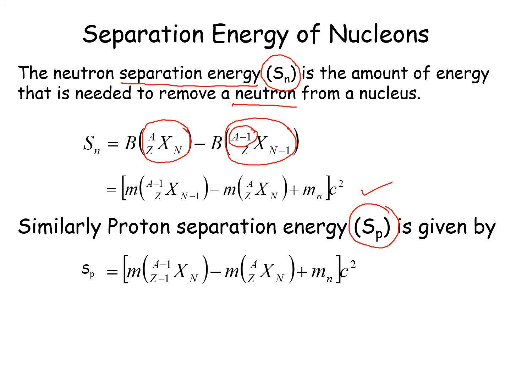And similarly, the proton separation energy is the amount of energy required to remove a proton from the nucleus. Fine, so this is the proton separation energy. Here the protons have decreased to Z minus 1 and the neutrons are fixed. So A minus 1, the total number of nucleons, will also decrease. So our proton separation energy comes out to be equal to this relation.